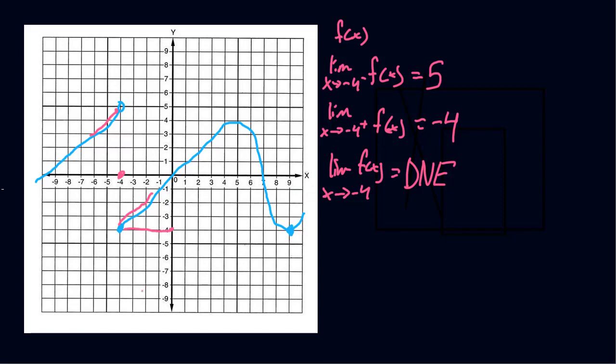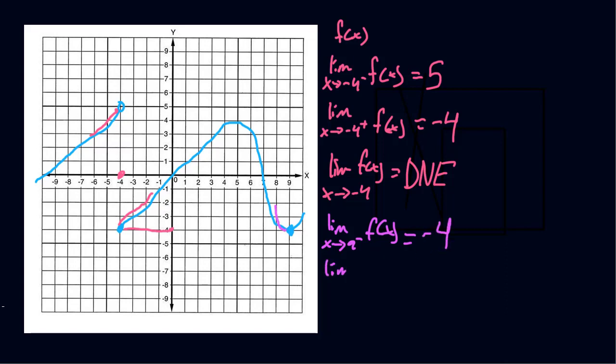Let's use a different color, let's use purple. We can look at our point as x approaches 9, for example. So let's look at the limit as x approaches 9 from the left side of f of x. And when we do that, we can see that as we're approaching from the left side, as we approach 9, f of x is equal to -4.